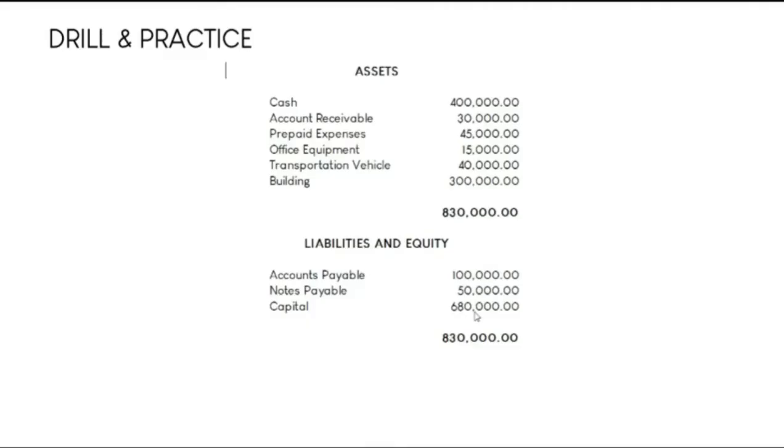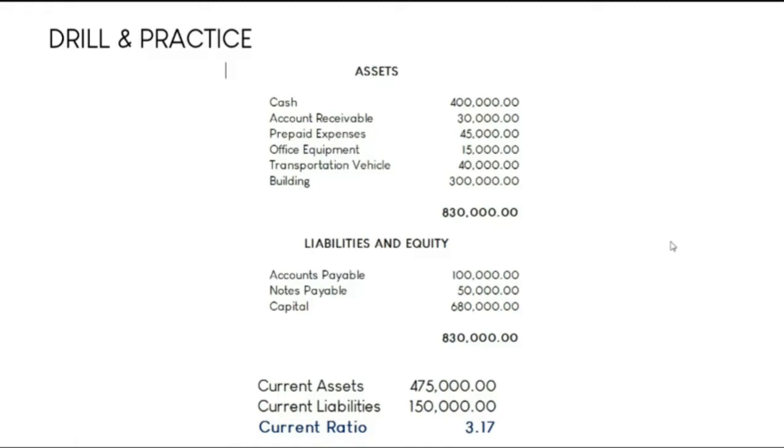So try solving for this current assets. For this balance sheet, we need the current assets. Remember to identify first the current assets and current liabilities, total them, and then divide. Our current assets total to 475,000, and our current liabilities is 150,000. So current ratio is 3.17. So this is a good current ratio.